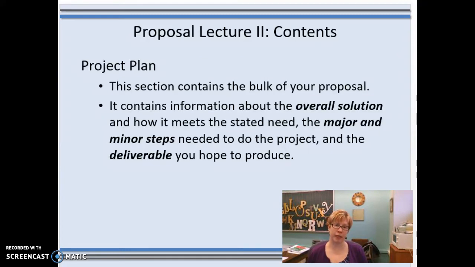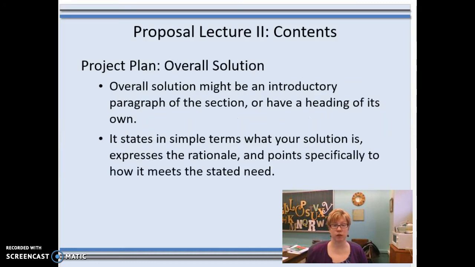Okay, so the project plan. Remember that this is the largest section of any proposal. And it's going to include the overall solution, any major and minor steps, the deliverable, the artifact, the document you're creating, the system, the circuit design, whatever it is that you're going to deliver at the end of it. It's going to talk about that in its various attributes.